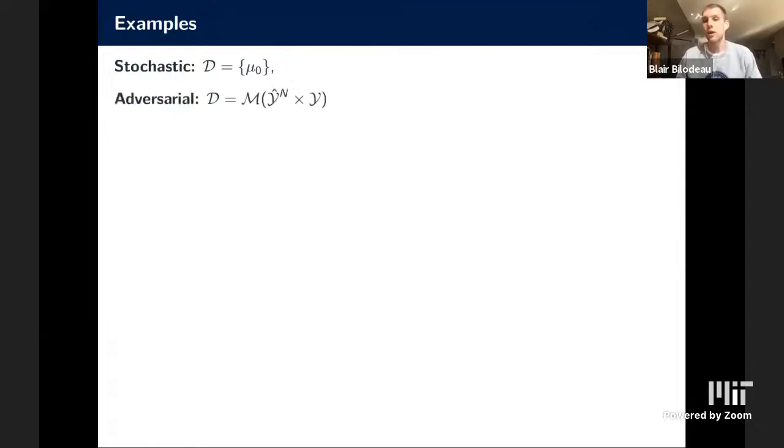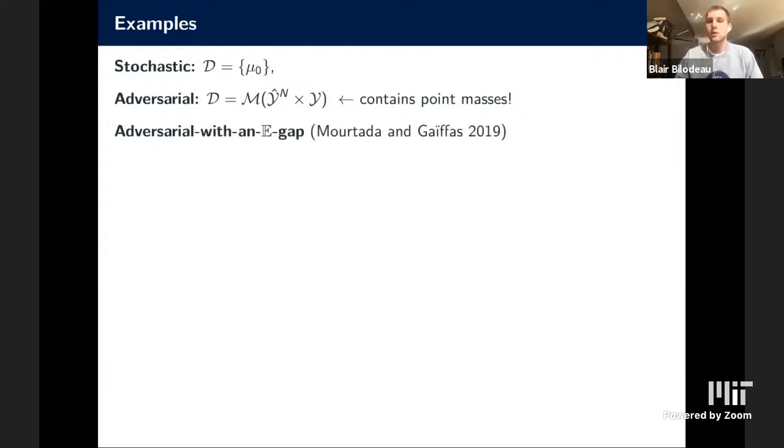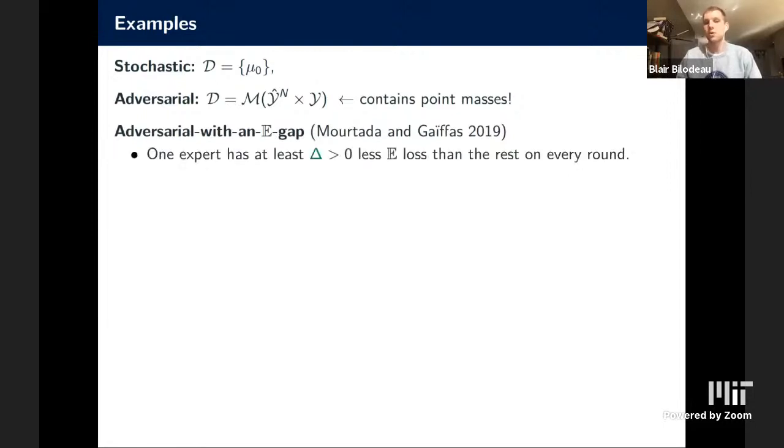At the other end of the spectrum, we have the adversarial setting. Here, we allow this D to be the entire space of distributions on experts and data jointly. Importantly, this does contain the point masses. So this contains the usual deterministic adversary that people often study in online learning. Another setting of interest is the adversarial setting with an expectation gap. Here we suppose that there's a single expert that is always better in expectation than all the rest, always better by at least some amount delta, but the distributions can be changing over time, as long as when you take expectation under that distribution, the same expert is always better and is identifiable from the rest in expectation.